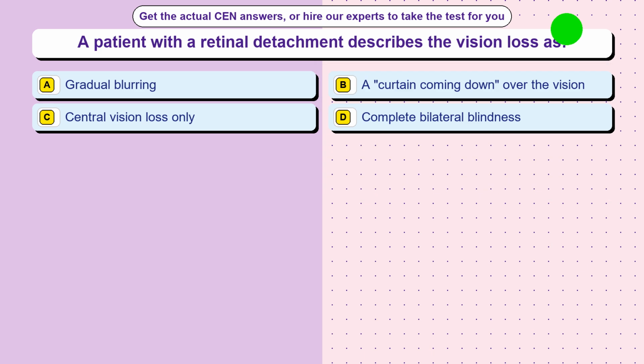Question 21. A patient with a retinal detachment describes the vision loss as Option A, gradual blurring, Option B, a curtain coming down over the vision, Option C, central vision loss only, Option D, complete bilateral blindness.